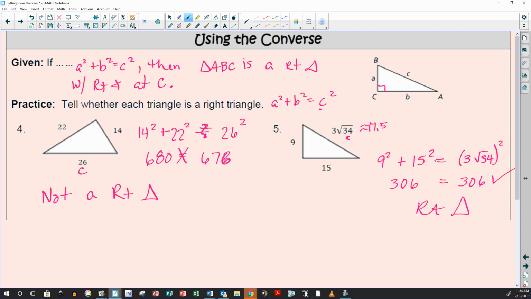It is true. So 3 square root of 34, remember the 3 squared is 9. The square root of 34 squared is 34. So 9 times 34 is 306. So just so you know.